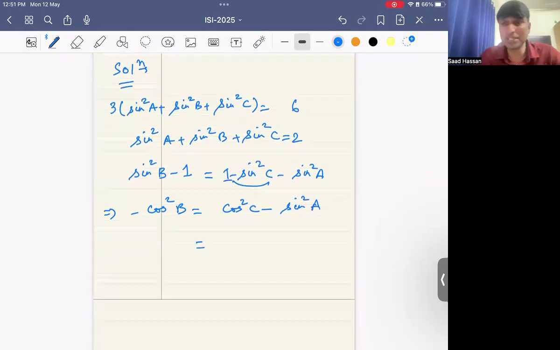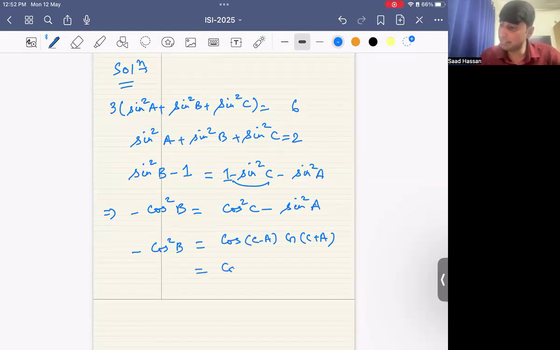Now, cos square C minus sine square A is cos of C minus A times cos of C plus A. We know this, right? And this is equal to minus cos square B. Now this is equal to cos of C minus A. Now cos of C plus A is equal to minus cos B. So this is minus cos B. That's equal to minus cos square B.